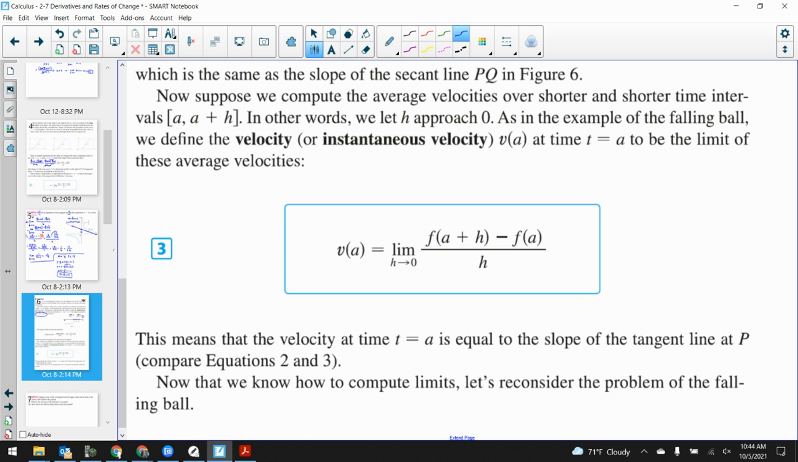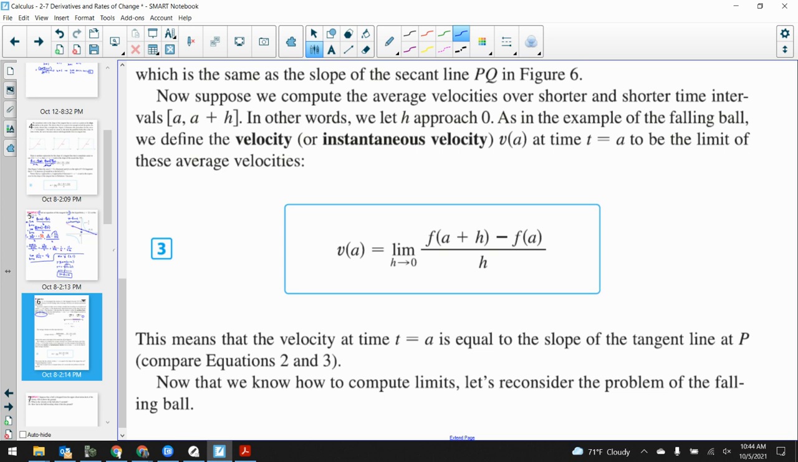My velocity at a, where a is any point in time that I'm looking at, and I want to say, okay, where is the velocity at time 3? Well, that's the limit as h goes to 0 of f of 3 plus h minus f of 3 all over h. That will give you instantaneous velocity at time 3, if we can calculate the limit. And again, calculating the limit just requires us to do some fancy algebra work to try to get h out of the denominator to solve it.